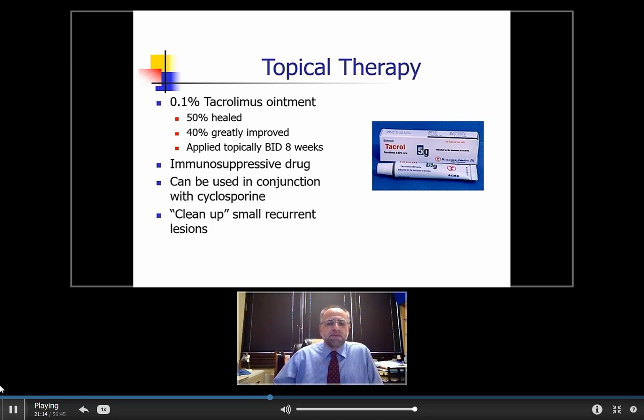This is not the primary treatment for these patients, but it's really more of an adjunctive treatment, or after we've done a full course of cyclosporine, if we still have a couple of very, very small lesions to clean up, we may use tacrolimus ointment for some of those recurrent lesions.